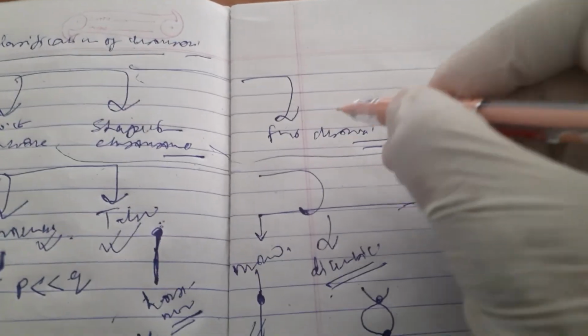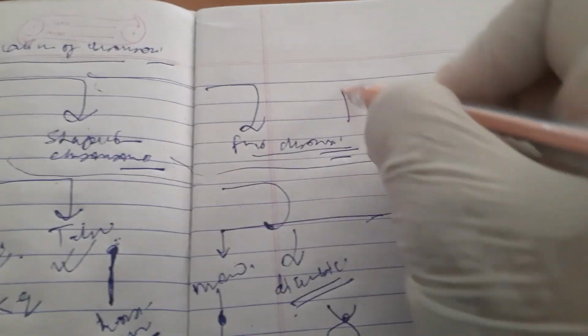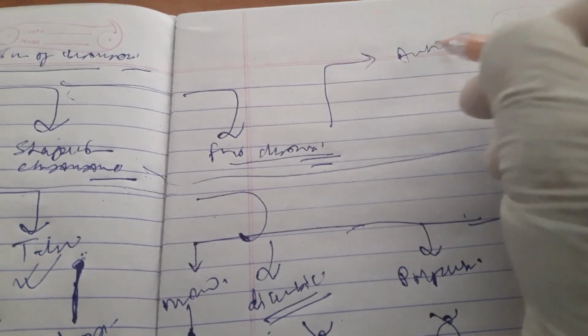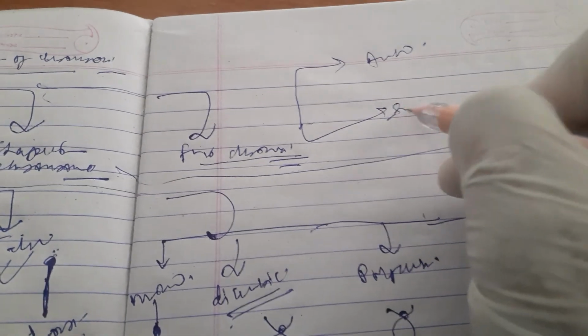Okay, now according to the function of chromosome, it is divided into autosome and the sex chromosome.